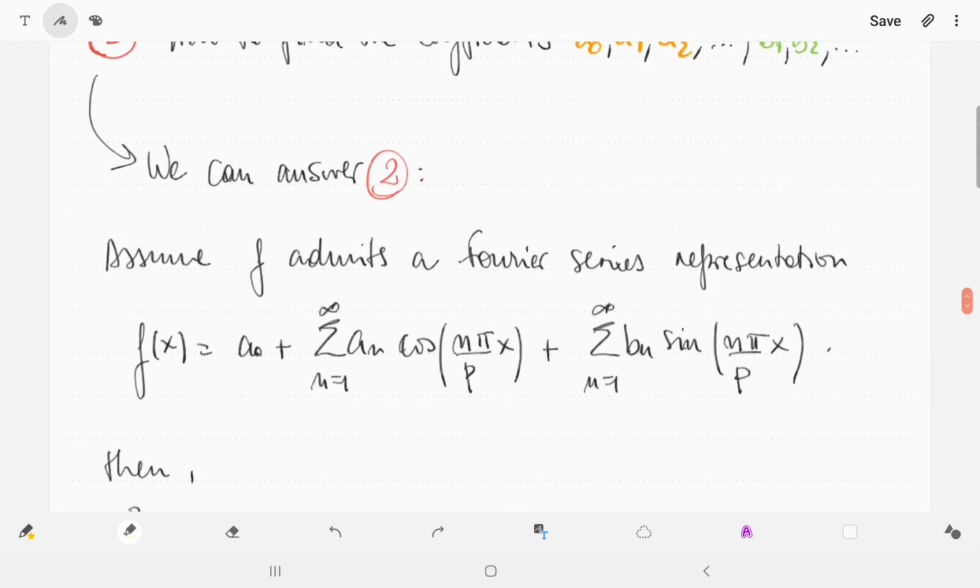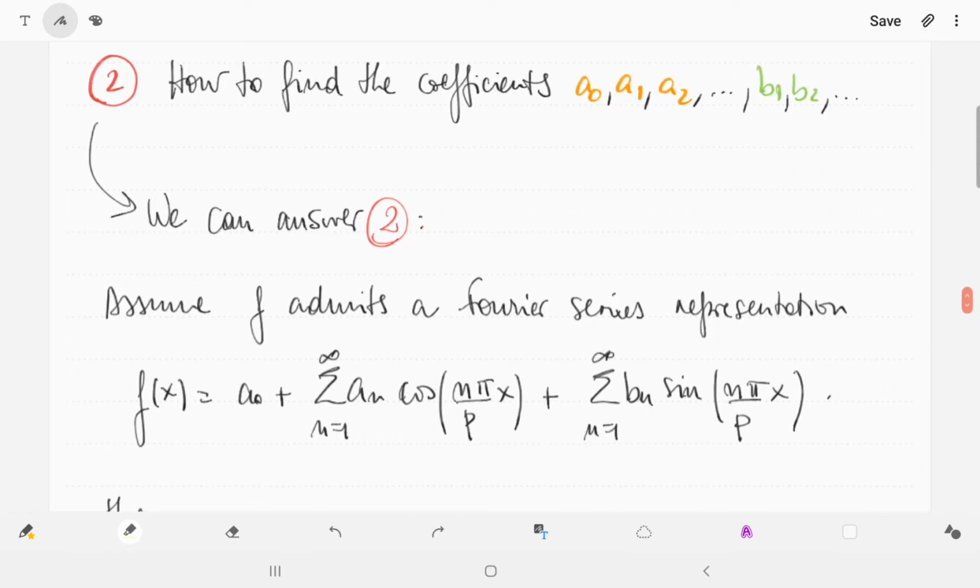So assume f actually has this Fourier series representation. So we are assuming that f has this form. We can write f as a constant a0. You can think about a0 times 1, and 1 was the first function of this family that we introduced at the beginning of this lecture.